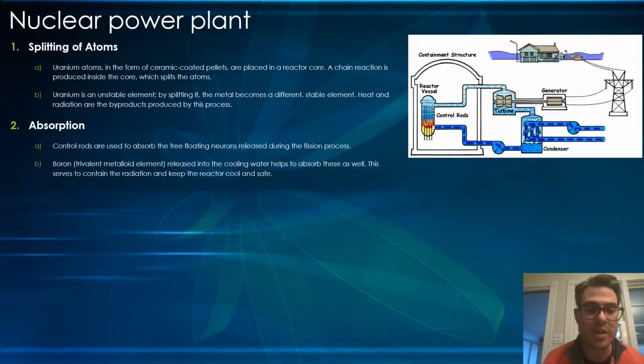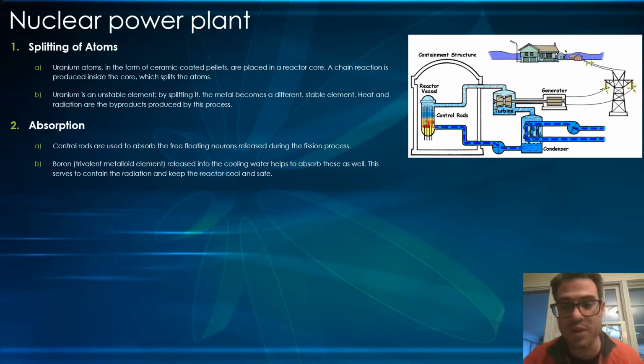The next thing we do is release a metalloid element, boron, along with water to help absorb as well. And this helps contain the radiation. The worst case scenario for this chain reaction is if we can no longer contain the radiation or the reaction, or keep it cool and safe. So this is all related to allowing the chain reaction that we want to take place without it taking place in a crazy and frantic manner that can actually cause harm. So the absorption is the part of the process that's mostly related to the safety and functionality of this process.